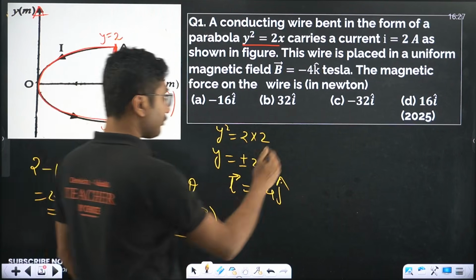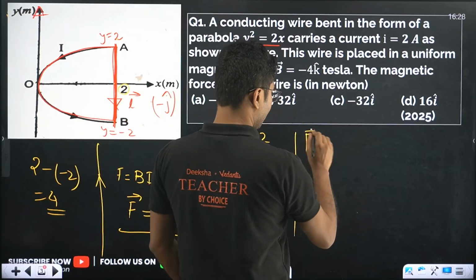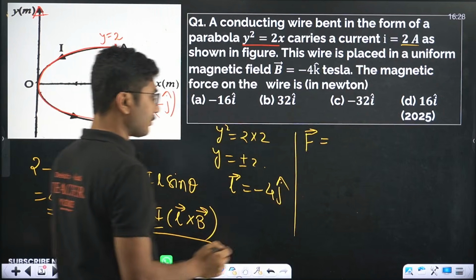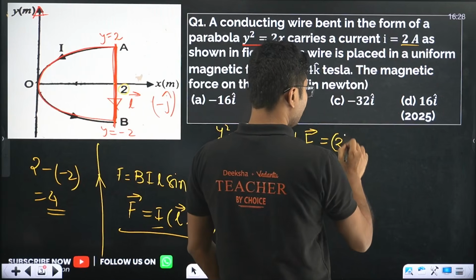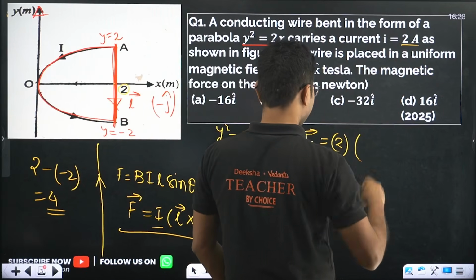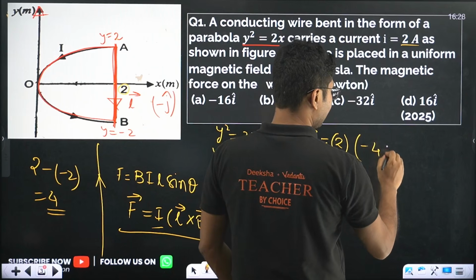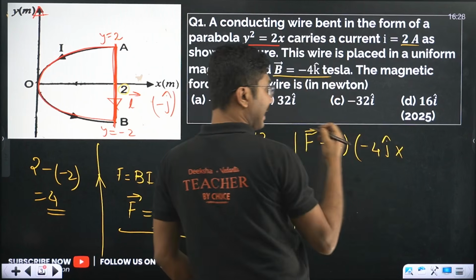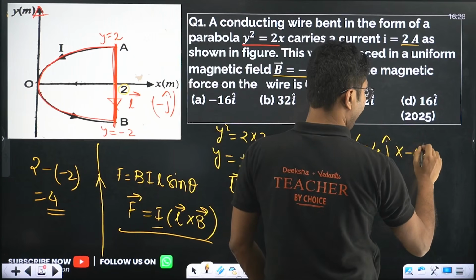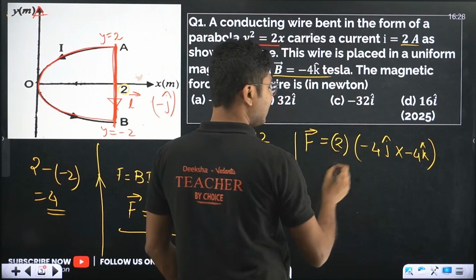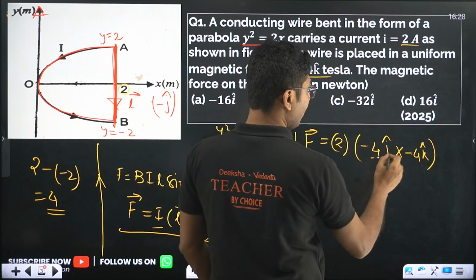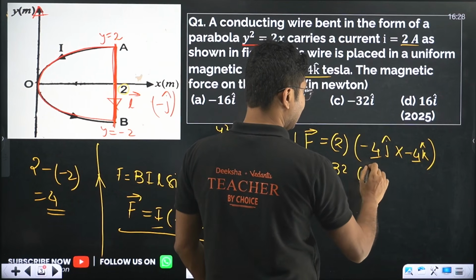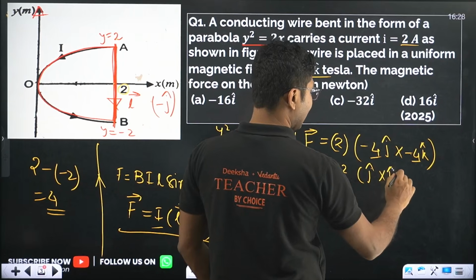Now you have to put the formula and calculate the force. So force is equal to I. Current is a scalar quantity, so 2 into the L vector, minus 4 j cap, into the B vector, minus 4 k cap. Minus minus is plus, so we get 16, 4 4s are 16, 16 2s are 32, and j cap cross k cap. Now what is j cap cross k cap?